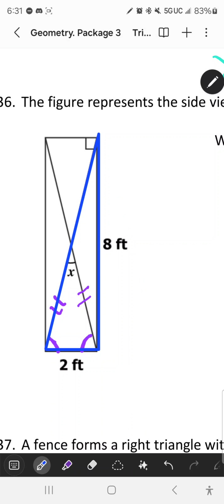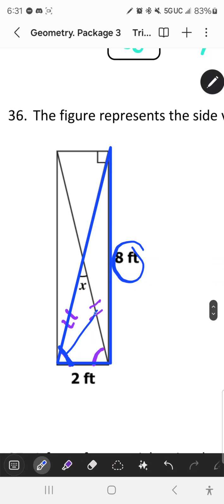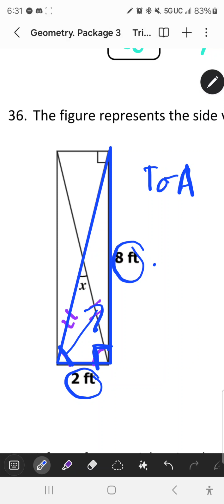You know, this big triangle, we have the measurement, so I can know the value of this angle. I can use my SOHCAHTOA because I have the opposite here, on the triangle, and I have my adjacent here. So I know that because of TOA, this is tangent.